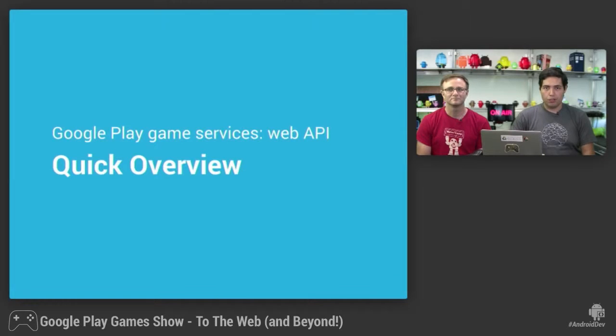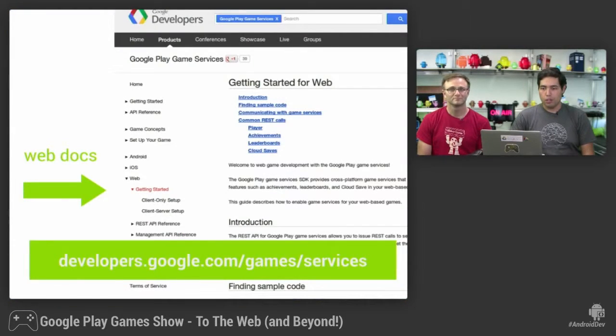So anyway, let's talk about building web games using the Google Play Game Services. We're going to give just a very quick overview of how to set up your game, because we're not going to go through all the steps because we wouldn't have time. But let's just give a quick overview of the steps. So yes, we do have a web API for Google Play Game Services.